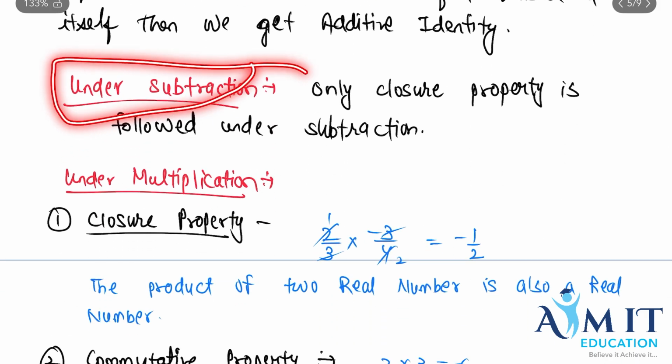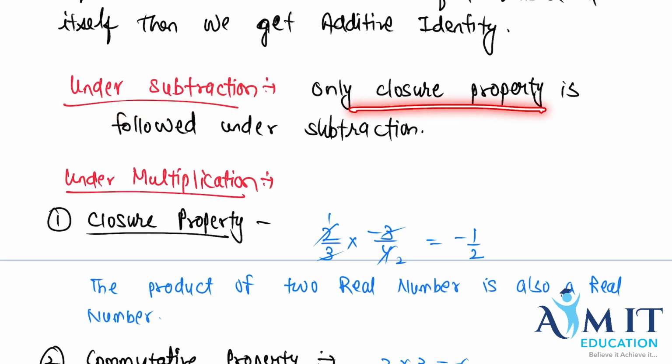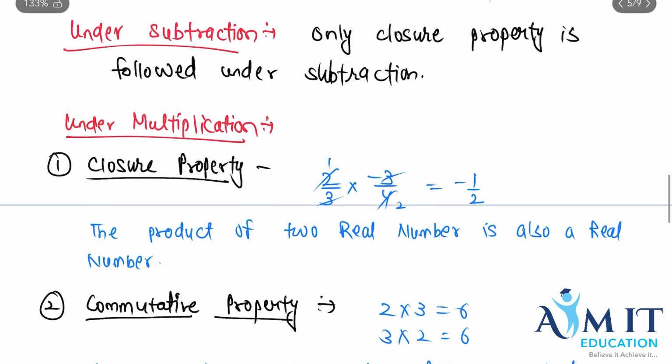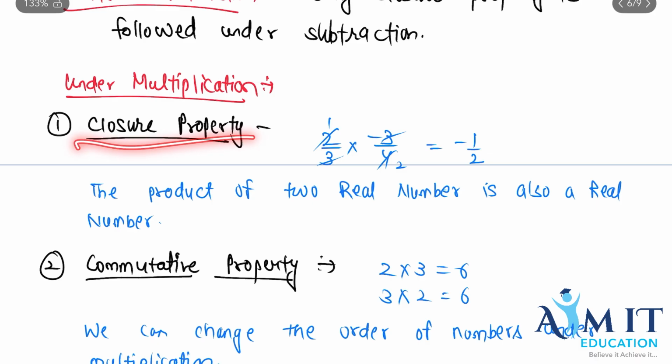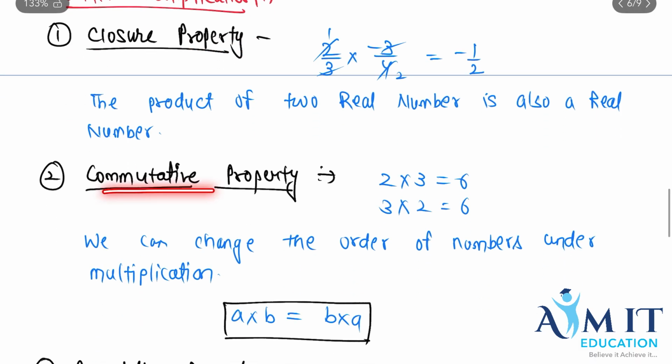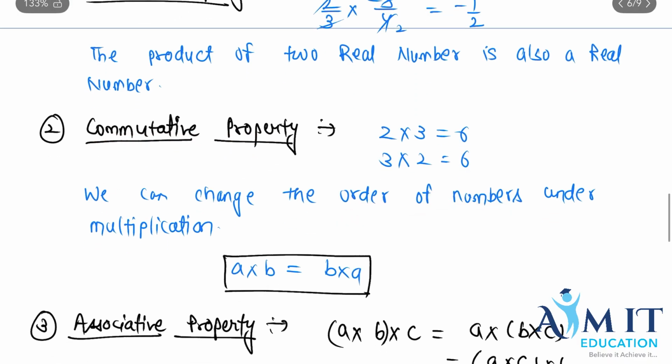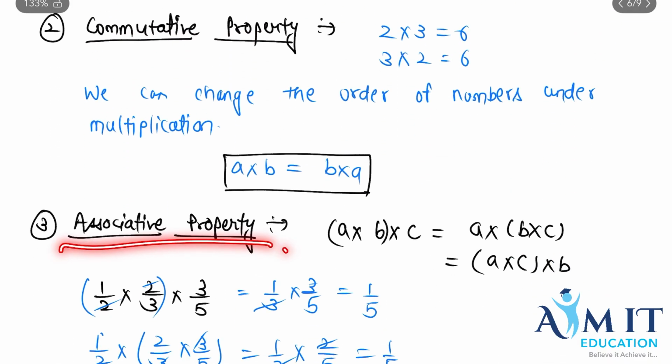And in subtraction we have only one property, that is the closure property. That means if we subtract two real numbers, then we get a real number. Next is under multiplication. Under multiplication again we have the closure property. That means the product of two real numbers is also a real number. Then commutative, that we can change the order under multiplication for two numbers only. And associative is for more than two numbers. So we can change the order for more than two numbers under multiplication.